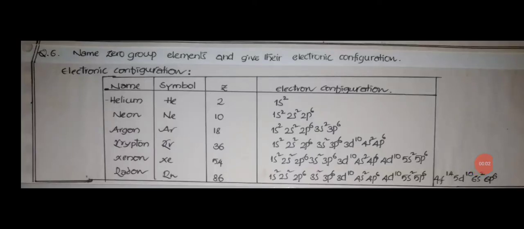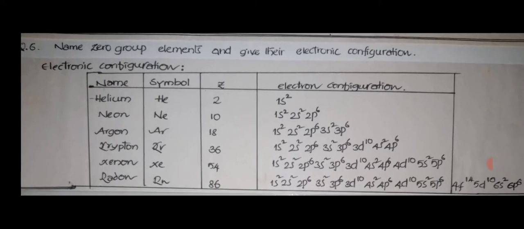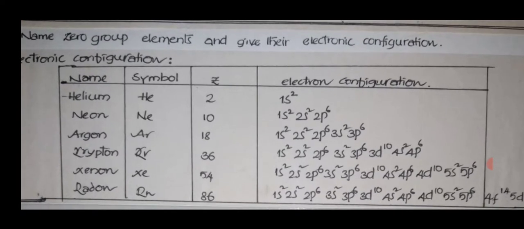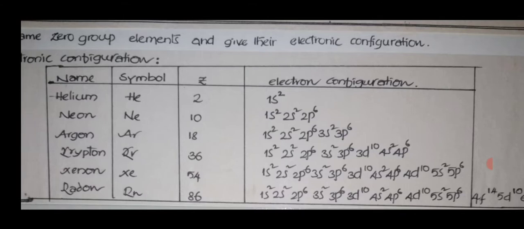Here is a simple question. Name zero group elements and give their electronic configurations. Name, symbol, atomic number and electronic configuration.